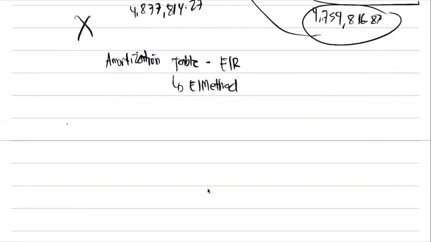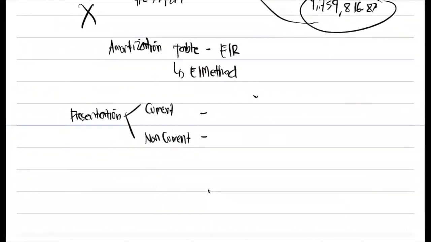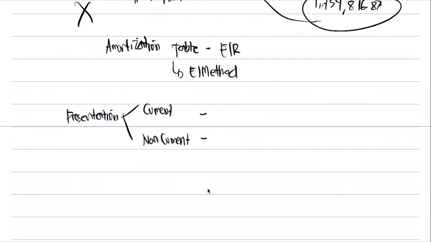Now, how about our presentation? How do we present it, whether it is current or non-current? So if that is a loan receivable with principal repayment, so let's see if there is a principal repayment. What do we mean by with principal repayment? Let's say every year you will collect something, that is with principal repayment. Or if it is a lump sum.